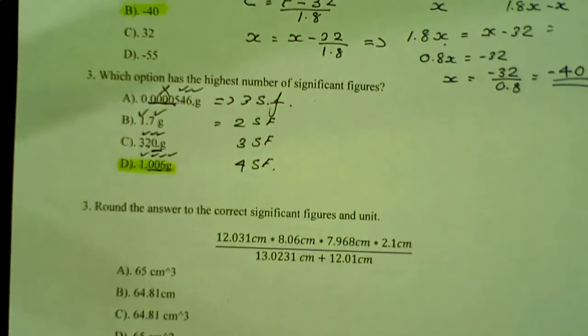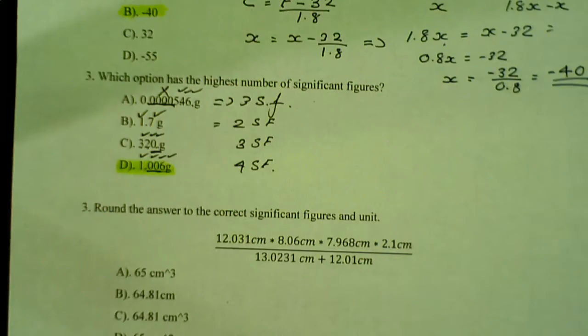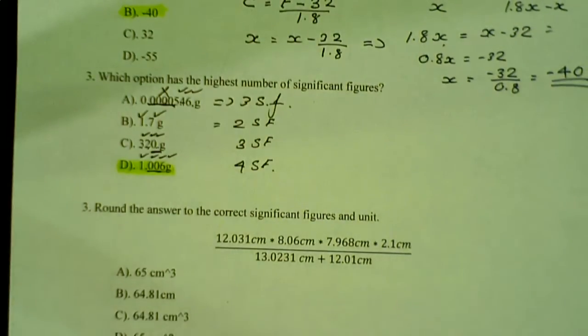Do you have any question? Yes. So for answer choice C, if there wasn't a decimal after the 0, it would just be 2, right? Yep. The 0 would not be significant.